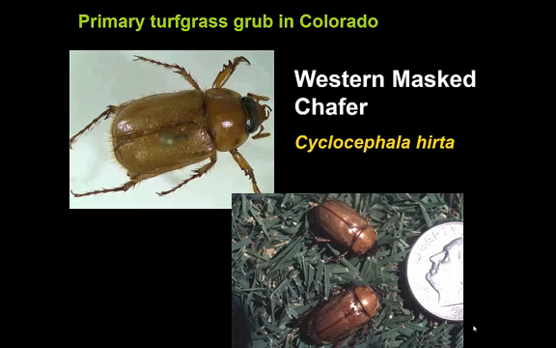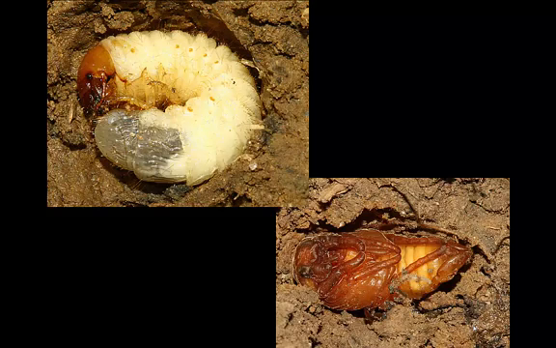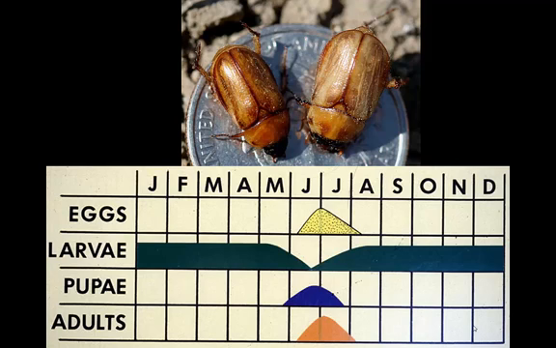found in association with turfgrass, the masked chafers of the genus Cyclocephala are an important group throughout much of the United States. In this part of the world, the western masked chafer, Cyclocephala hirta, is probably the most dominant. And this would be a picture of the larva and the pupa that would be in the soil. Now, unlike the May-June beetles, these are an annual white grub, meaning they have a life cycle that is completed in a single year.